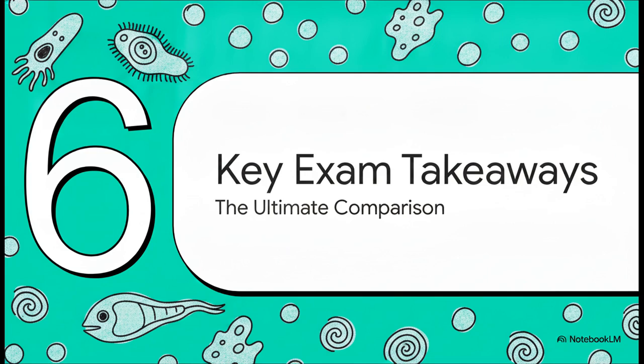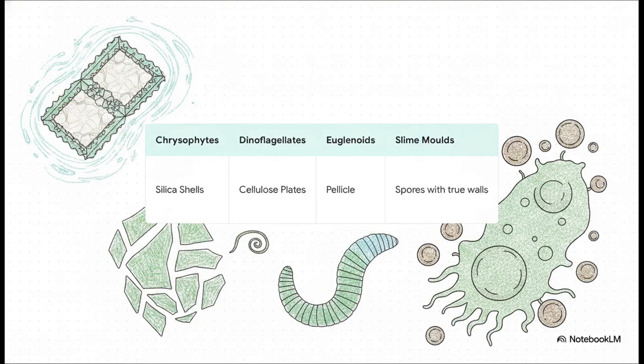Section 6. Key exam takeaways. The ultimate comparison. All right, the most crucial point of the explainer is coming up right now as we move into our high-yield revision summary for the entire Kingdom Protista. Let's pull all these sneaky classification differences together. This breakdown is your ultimate screenshot-worthy guide for your test. It cleanly separates the most commonly confused structural boundaries of these organisms.